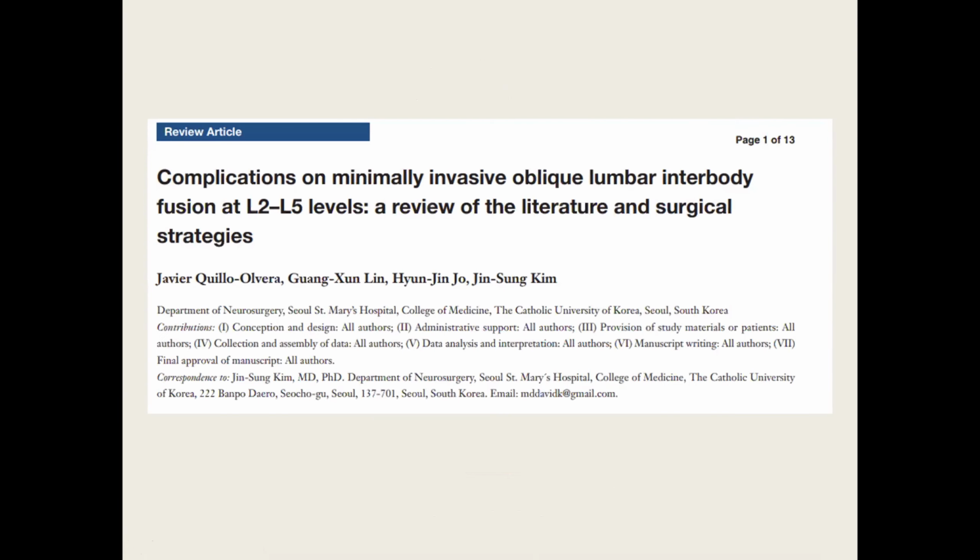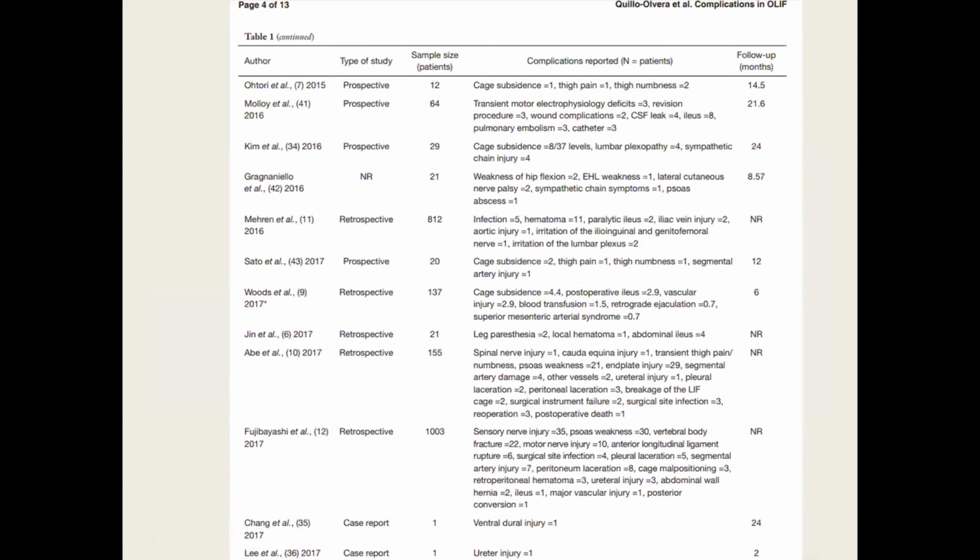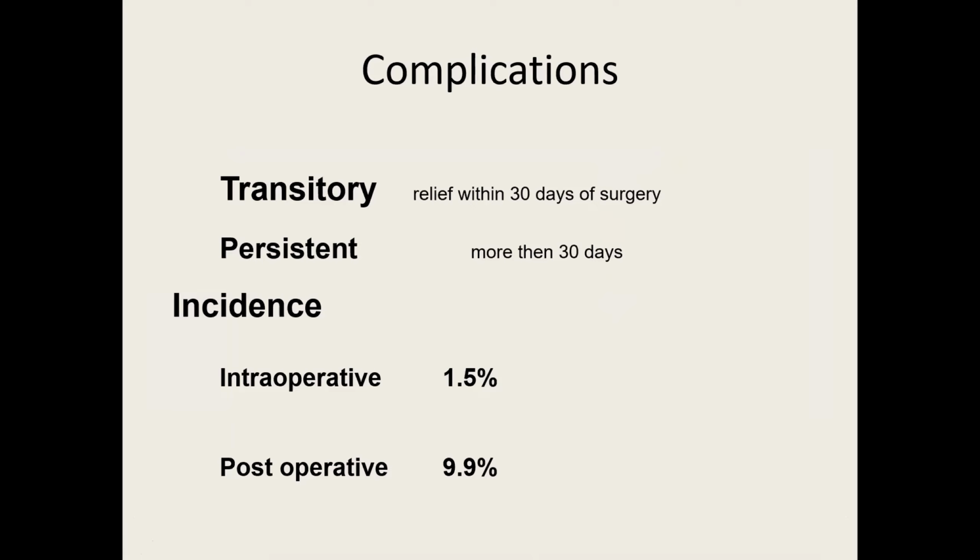Now, it's not that OLIF doesn't have complications. There have been a lot of publications on complications since 1997. You can see here that over a period of time people have published their complications, but it is quite less compared to the other anterior approaches. The intraoperative complication rate is almost 1.5%, and the post-operative is 9 to 10%. Fortunately, these post-op complications are not persistent. They usually are transitory, and they resolve within 30 days. Most of the time, the commonest complication is hypoesthesia due to damage of the hypogastric or ilioinguinal nerve, as Dr. Anant was explaining.